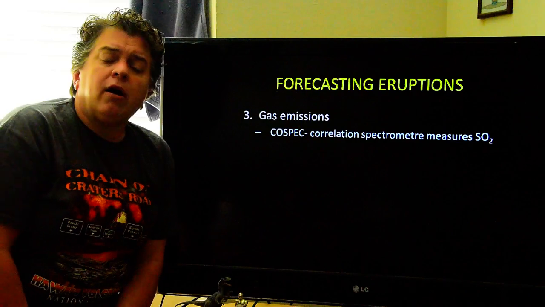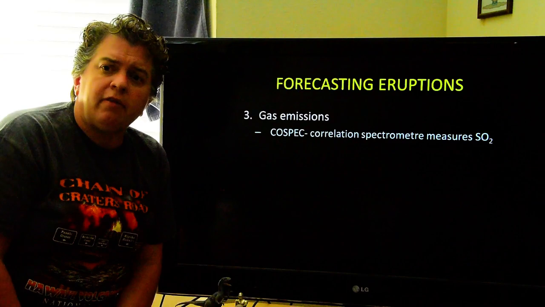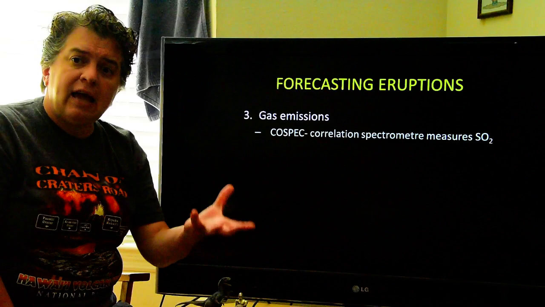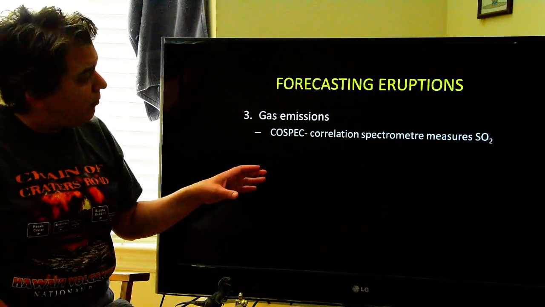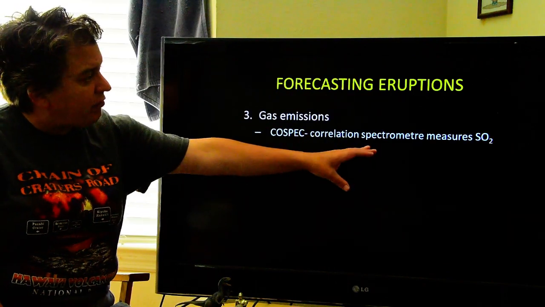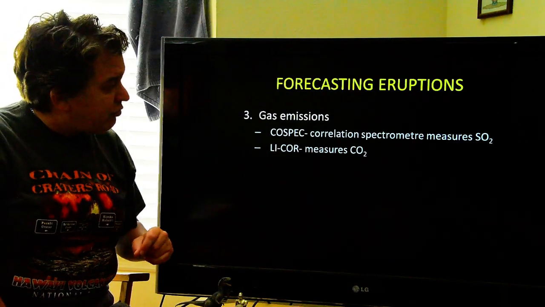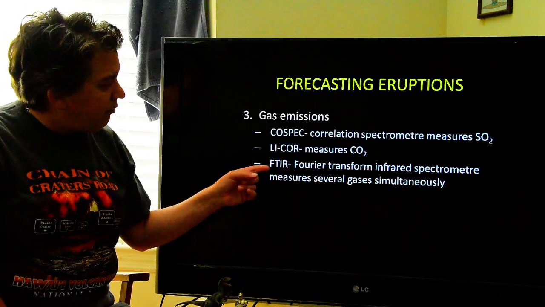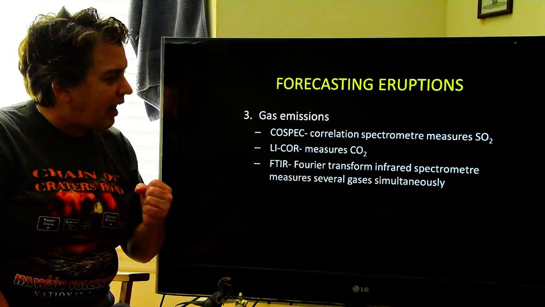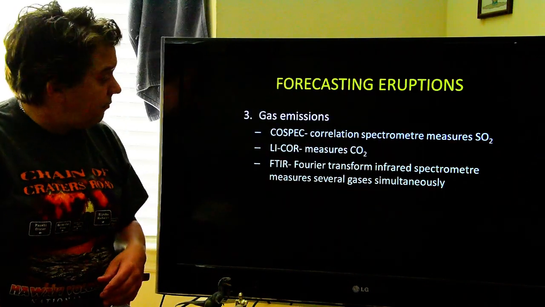Gas emissions are another important thing. Remember, those gases are the energy behind the volcanic eruption. And so we can then measure how much gas is being emitted from the volcano. We can do that with something called CoSpec, which is correlation spectrometer. This measures sulfur dioxide. You use something called LIGOR, which measures carbon dioxide, or you can use the Fourier transform infrared spectrometer that measures several gases simultaneously. It's also expensive, or at least it used to be.